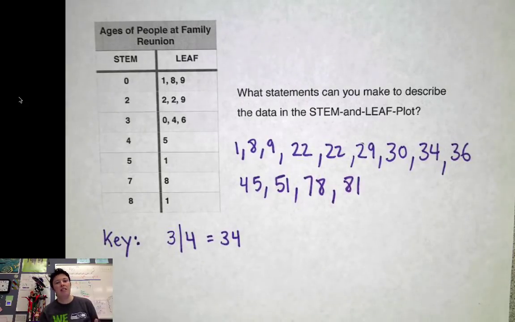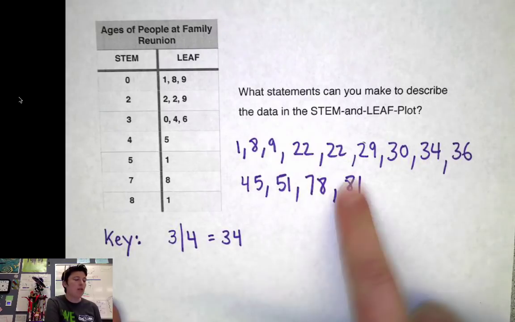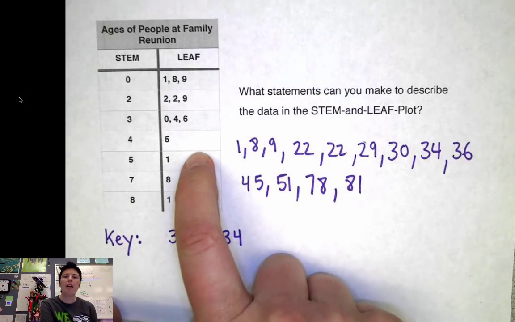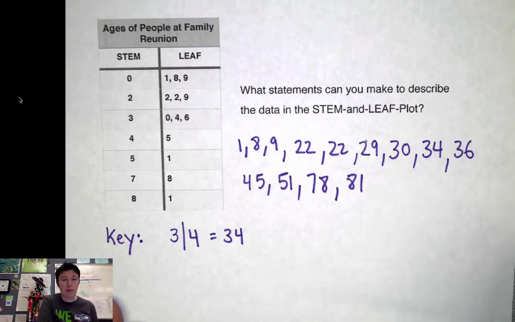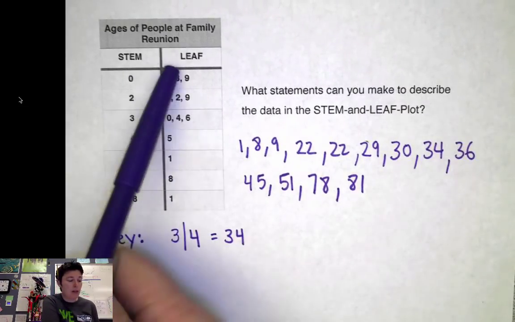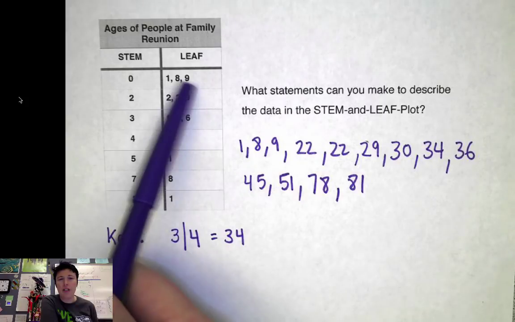And basically, that's it. That's what the stem and leaf has done. It's taken these ages and organized them in another way that you can see it. But you know how that's helpful? Well, you can really tell that at this family reunion, most people are on what I would say the younger side. They are in their 30s or lower.